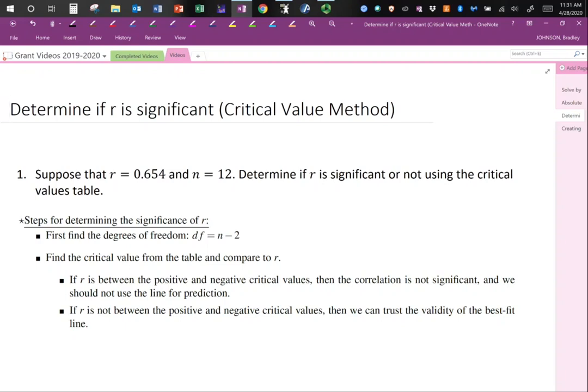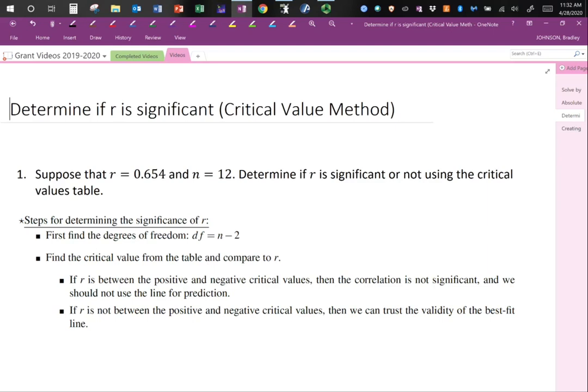Determine if R is significant. Critical value method. So I'm going to just demonstrate the method of determining the significance of the correlation coefficient R. So in number one, suppose that R, our correlation, is 0.654 and n equals 12. We're going to determine if R is significant or not using our critical value table.